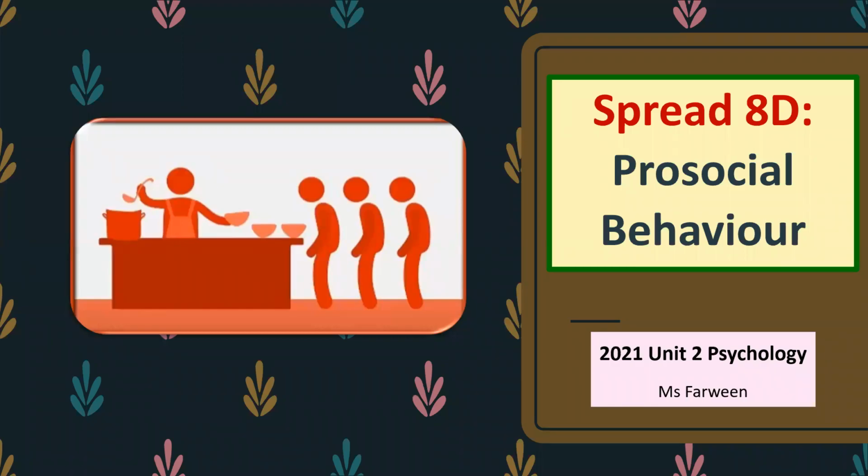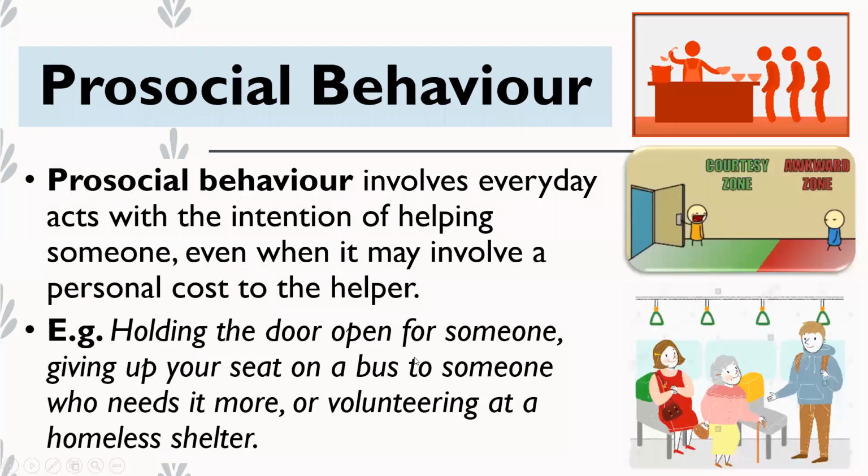So today we're going to continue our understanding of social influences on behavior. This time we're looking at this idea of prosocial behavior. Okay, so basically we need to be able to define what is prosocial behavior.